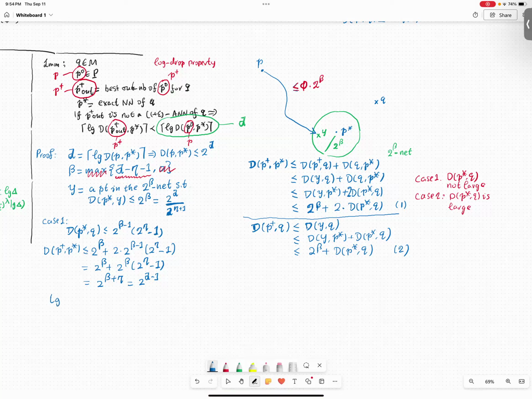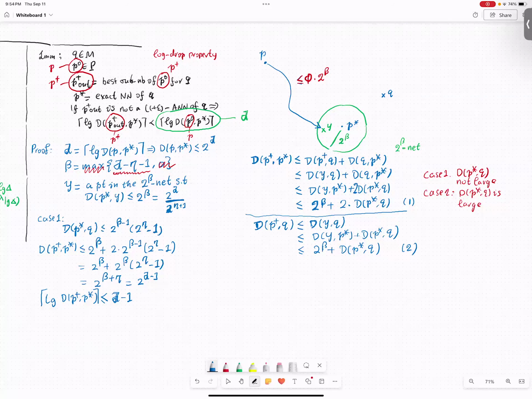Now if you look at this inequality, basically it says that if you take the log, this is less than or equal to alpha minus 1. And therefore, if you take the ceiling, because alpha minus 1 is an integer, this is still true. And therefore, for case 1, we have the inequality here. So this is what happens in case 1.